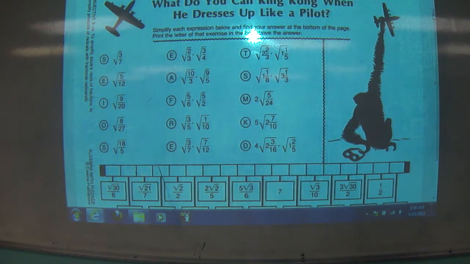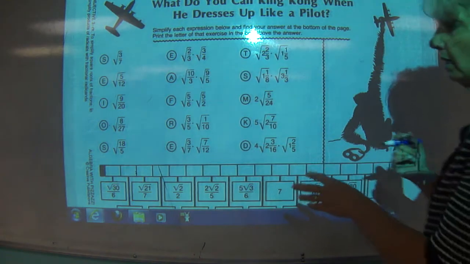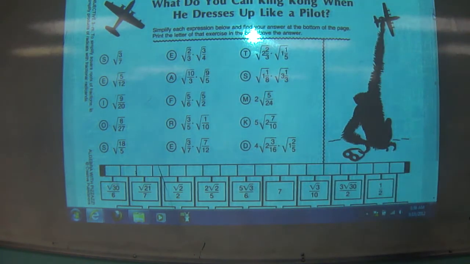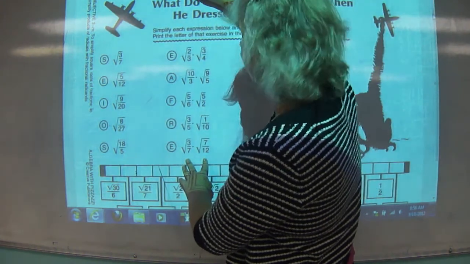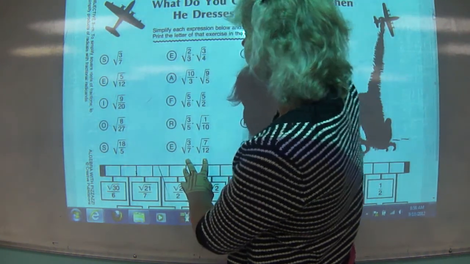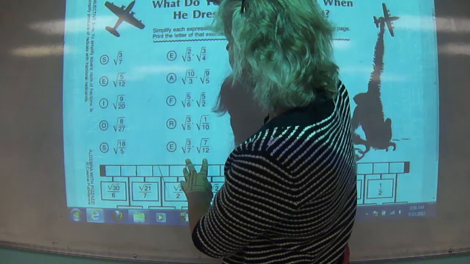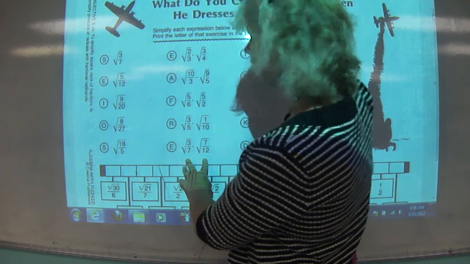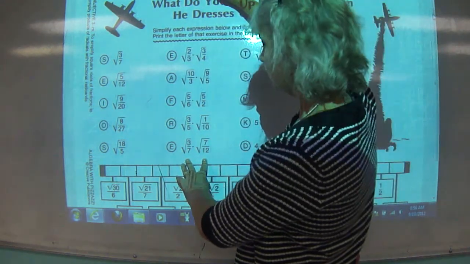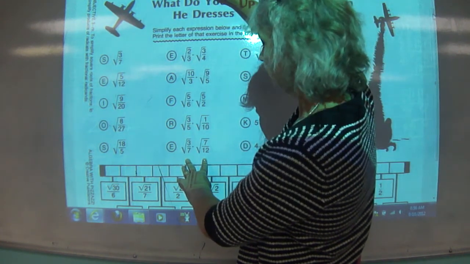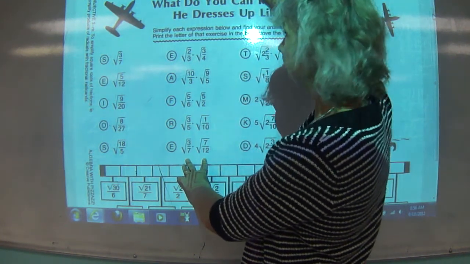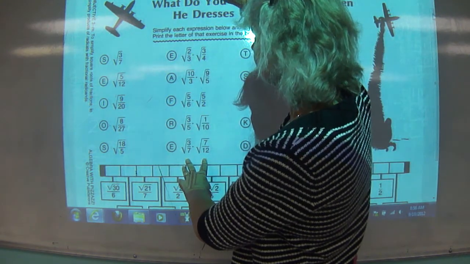For example, when you multiply square roots, let's look at E. So we have the square root of 3/7, and if we're multiplying, we can put them in one square root sign. So 3 and 7 are both prime, right? 7 is in our numerator.